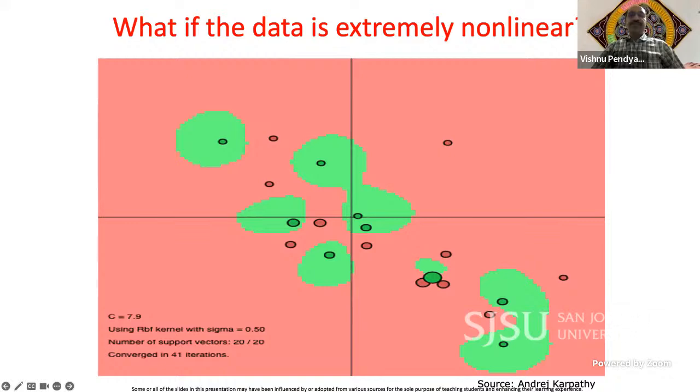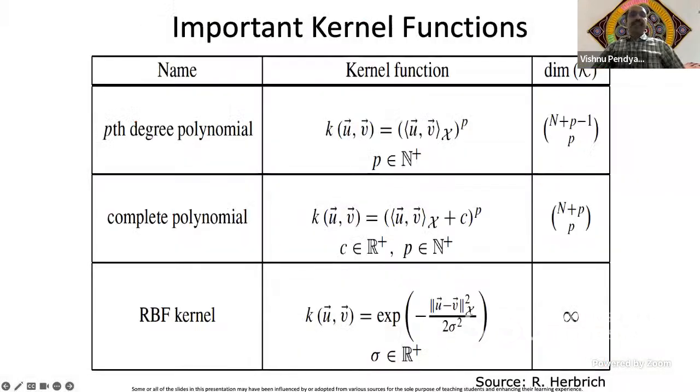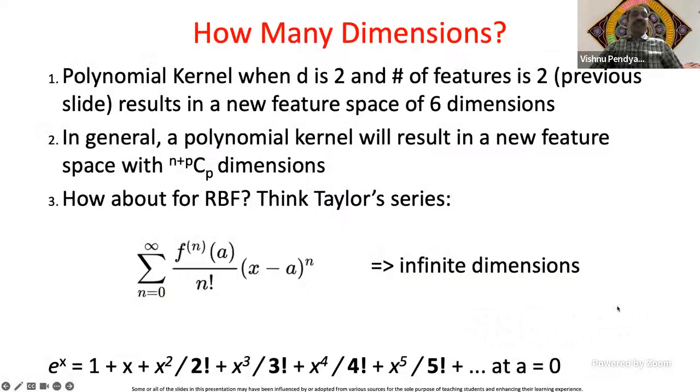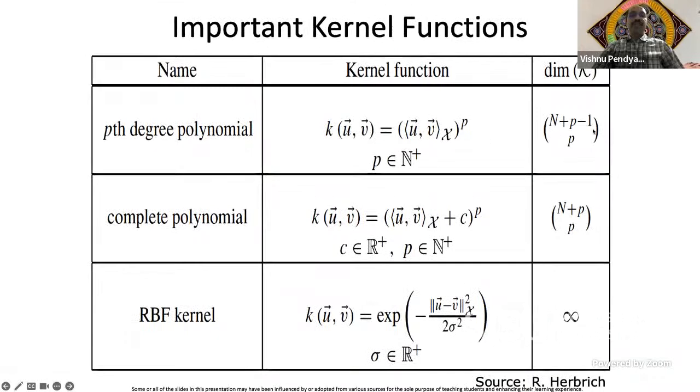So there are a number of kernels. I listed a few kernels. We saw polynomial kernels already, complete polynomial kernels. So polynomial kernels, c is equal to 0; complete polynomial, when c is a constant; RBF kernel is exponential, and so on and so forth. Now, how many dimensions? For the polynomial kernel, we saw from the previous slide, it is the number of polynomial terms, right? It's a combinatorial of these terms, right? So that is the number of dimensions.